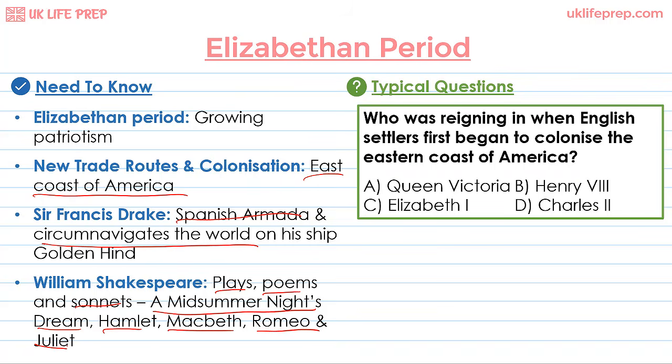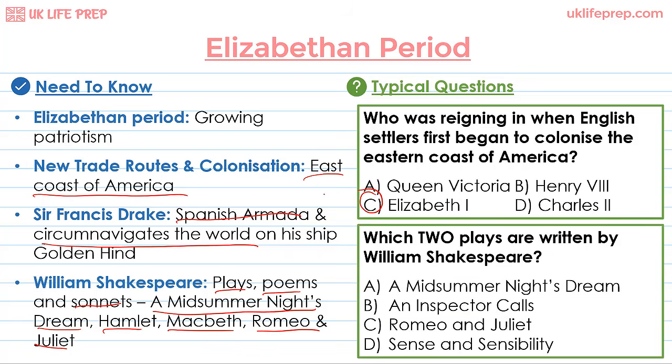Looking at some typical questions, the first question reads, who was reigning when English settlers first began to colonize the eastern coast of America? We know that this was during the Elizabethan period and therefore was Elizabeth I. The next question reads, which two plays are written by William Shakespeare? Looking at the available options, the correct answer is A Midsummer Night's Dream and Romeo and Juliet.